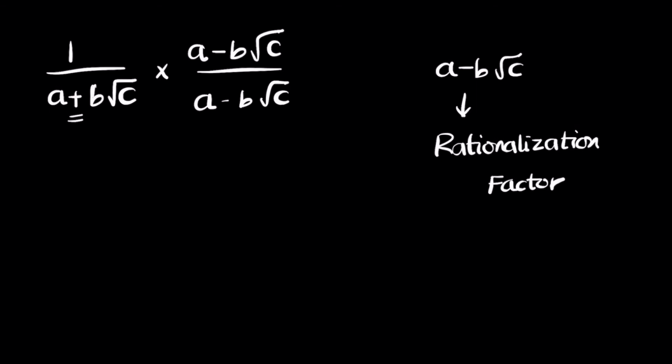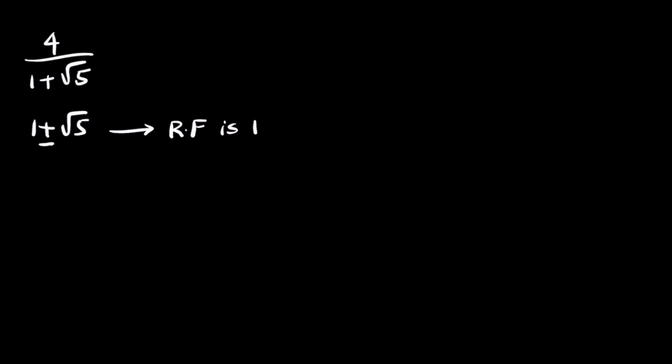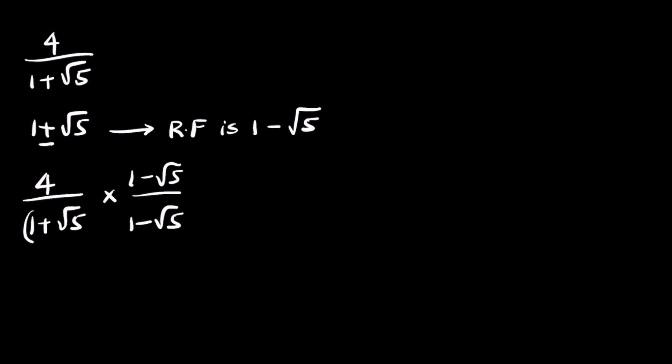So let's take a simple problem. Let's say I have 4 over 1 plus root 5. So we are trying to rationalize 1 plus root 5. So the rationalizing factor will be, just change the sign in the center, so it becomes 1 minus root 5. So what we'll do here is multiply and divide at the same time. So for this value, 4 by 1 plus root 5, we multiply by 1 minus root 5 and divide by 1 minus root 5. Now if you remember the common algebraic formula, this is a plus b into a minus b.